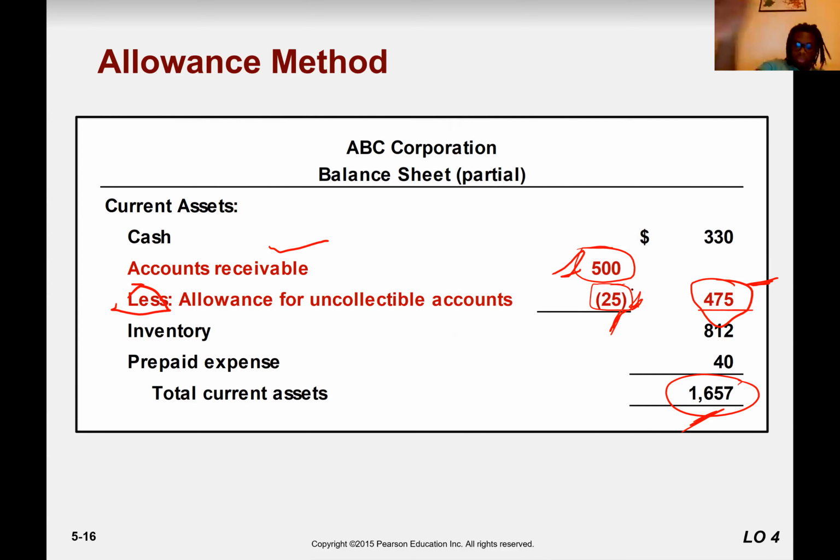So what happens if instead of 25 million, 35 million is not received? It means your planning is bad. You are a bad manager. You didn't plan effectively, right? Or maybe your collection policy is so bad.